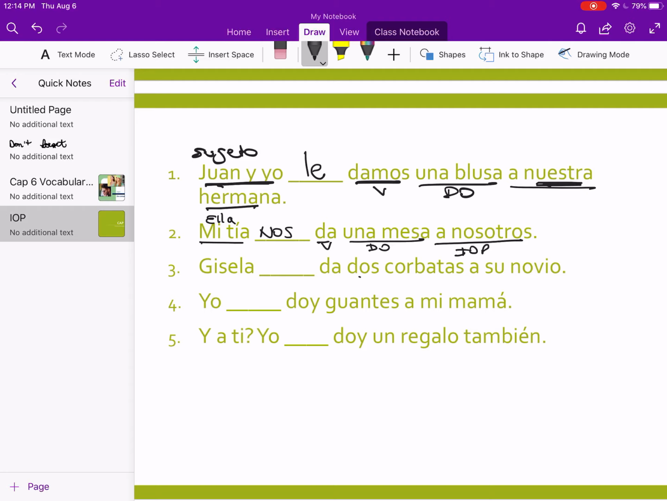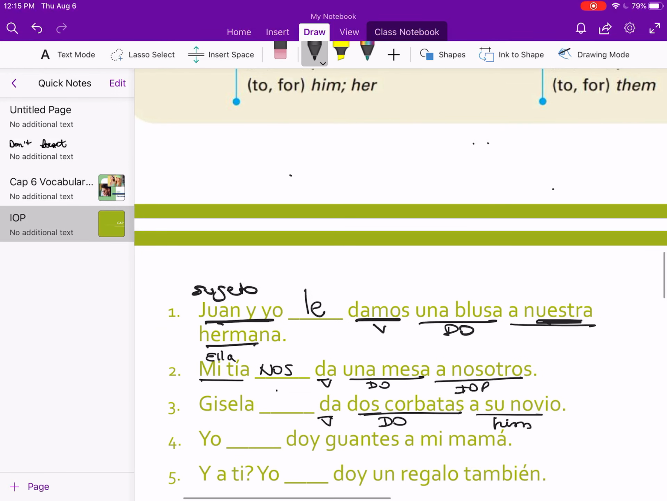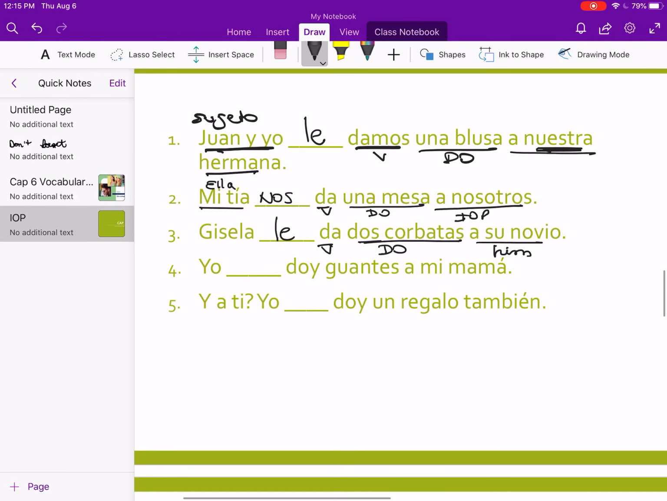Gisela da 2 corbatas a su novio. Okay, el verbo da 2 corbatas. Who does she give them to? To him. So it would be le. Same thing. Le da 2 corbatas. Yo doy, and you get the gist of it. How about 5? ¿Y a ti? Okay, yo doy un regalo to you. So it would be yo te doy un regalo.